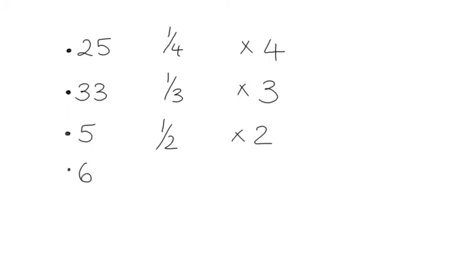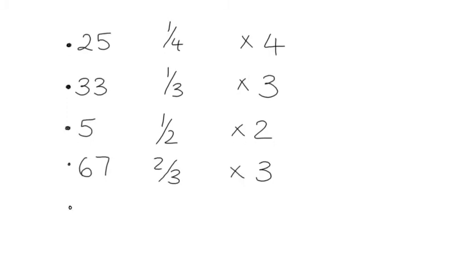If we see 0.66 or 0.67, that's 2/3, and we'd multiply by 3. And if we see 0.75 or 0.745, then we're looking at 3/4, and we would multiply by 4 again. So make sure you know your common fractions, how they appear as decimals, and what you would multiply by.